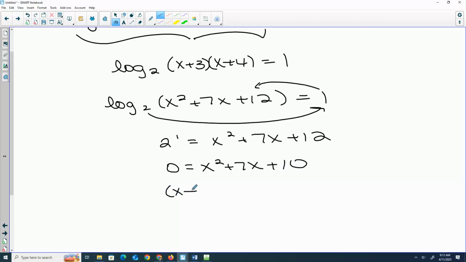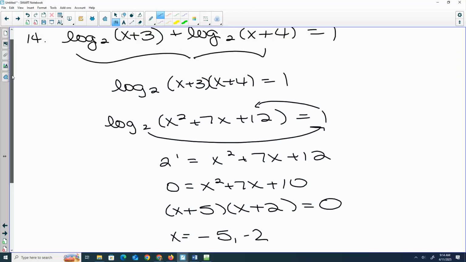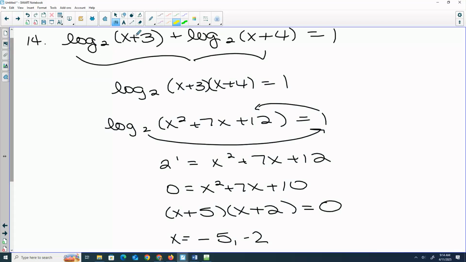Multiply to 10 and add to 7 would be 5 and 2. Set this equal to 0, we get negative 5 and negative 2. And then we have to check, going back to the original, the arguments have to be positive. Negative 5 plus 3 is not positive, so the negative 5 is out. Negative 2 plus 3 is positive, negative 2 plus 4 is positive, so that one works. So negative 2 is our only answer.